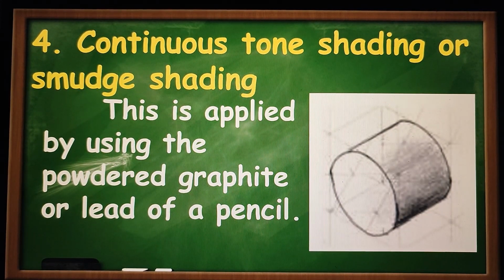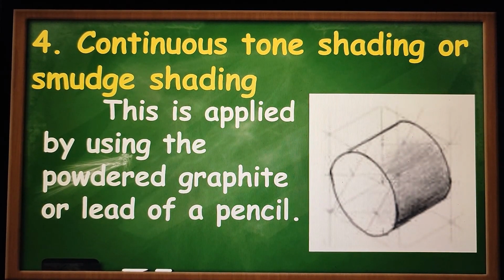If you're going to apply it here, this is the darkest portion, because the source of light is coming from the upper left of the drawing paper. Did you get it? Very good, students. I guess you are now getting the hang of this activity. Let's keep going. This time, let's have a drill.